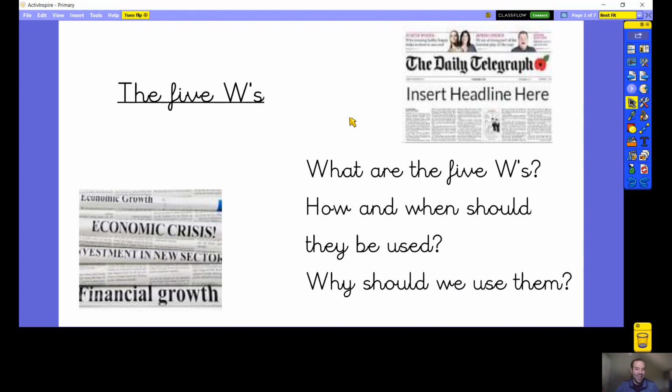Like with everything we do, really, you have to know why you're going to use it, not just how, because otherwise it becomes a bit pointless, doesn't it? If you're told to do something but not why you should do it, it becomes a little bit pointless, really. So as usual, we've got a couple of newspaper headlines here from yesterday and sort of the layout of what a newspaper might look like.